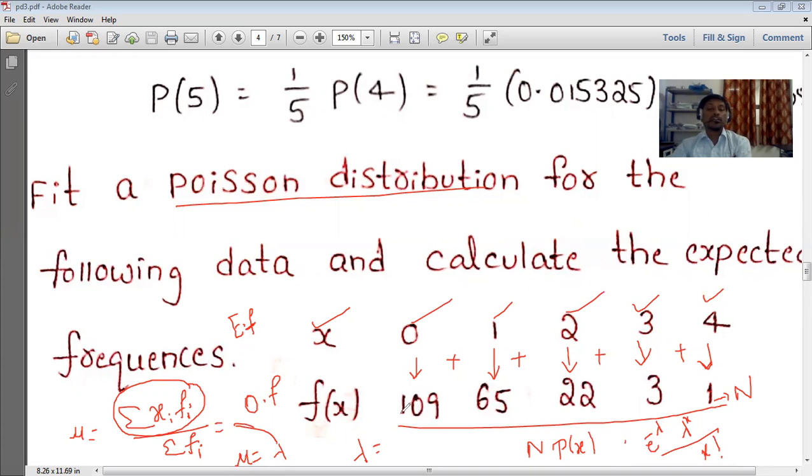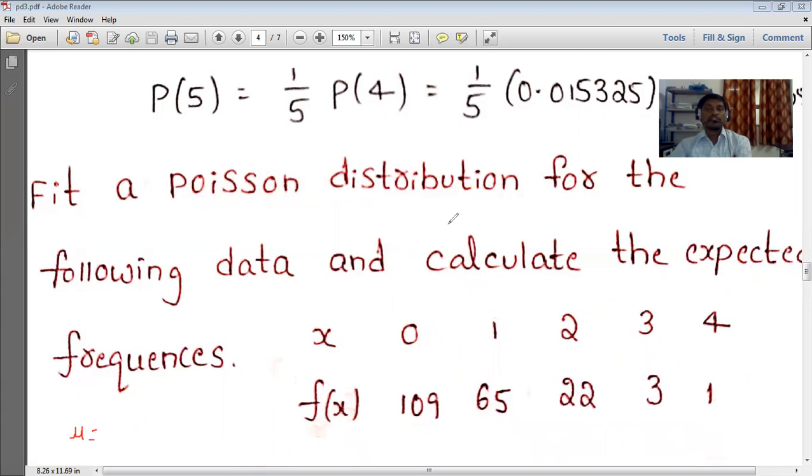So whatever we got as capital N, you need to multiply that. Then we get the expected frequencies. In the expected frequencies, the frequencies must always be integers. So after getting the expected frequencies, we need to round off those numbers. Okay, then we have the expected frequencies.